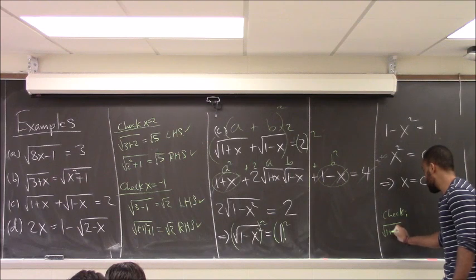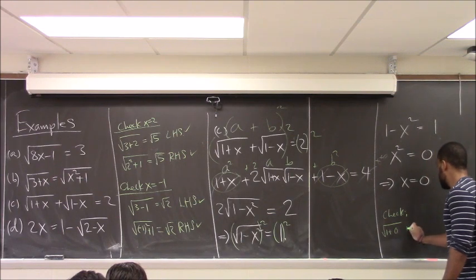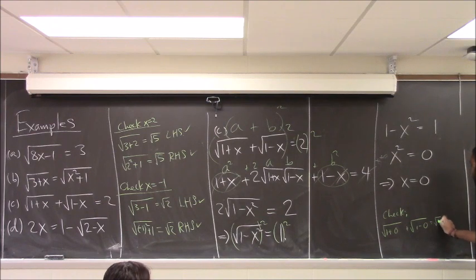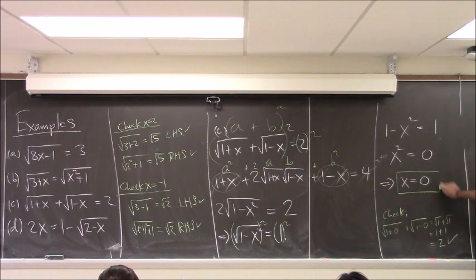Well, I'd have the radical of 1 plus 0 plus the radical of 1 minus 0. That's just radical 1 plus radical 1. That is 1 plus 1, which is 2. So that actually checks out, and this is actually my answer.